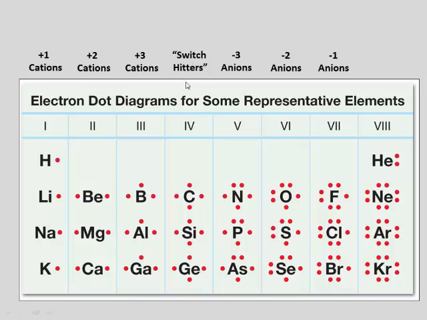I call these the switch hitters. Carbon, silica, germanium. These are really important elements because they're equally happy to give away 4 electrons or to receive 4 electrons. Their outer orbital shells are half full. So it doesn't matter to them if they give 4 away or they receive 4. And that makes them incredibly versatile in how they can interact with other elements. So it's no coincidence that carbon is the basis for all life on Earth, humans, trees, plants, where silica is the basis for basically all rocks on Earth. So these are really important elements.